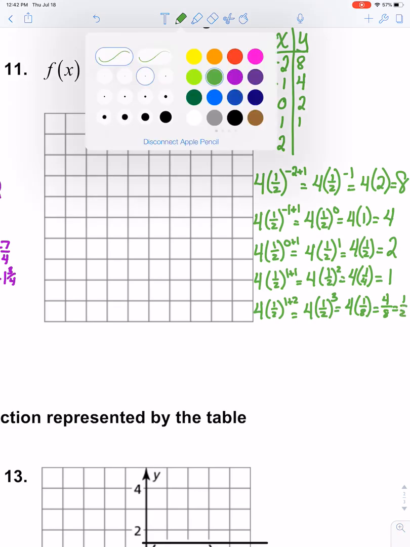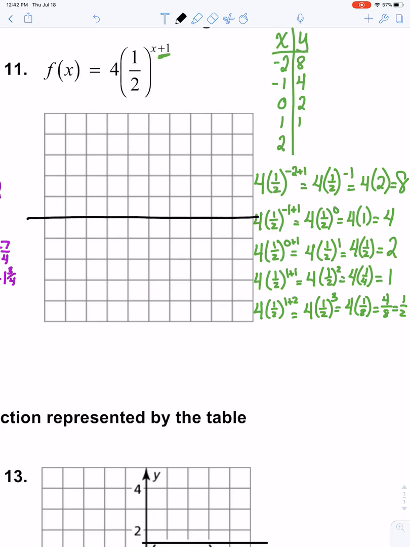Okay, so we make our grids. Okay, grid lines are made. Okay, and we graph our function. So we have -2, positive 2, 4, 6, 8. We have -1, positive 4. We have 0, positive 2, 1, 1, and 2, 1/2. Okay, so our function now looks like this.